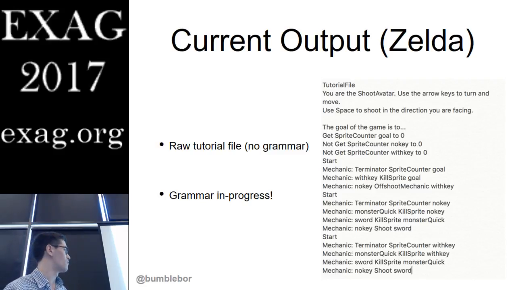There's no grammar involved with this now, we're still building it. But so you see here, you are the shoot avatar, press the arrow keys to turn and move, use space to shoot in the direction that you are facing. So that information is contained inside of the avatar itself. We can just parse that right out of there.